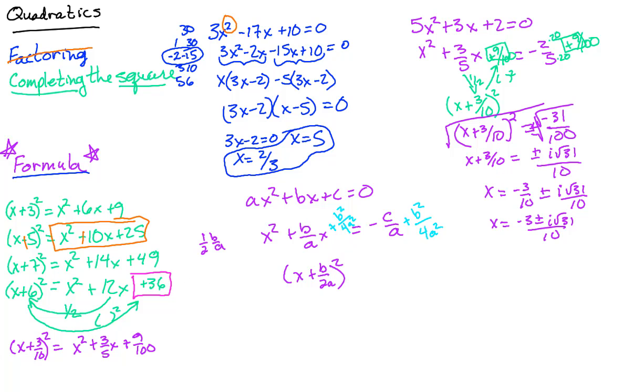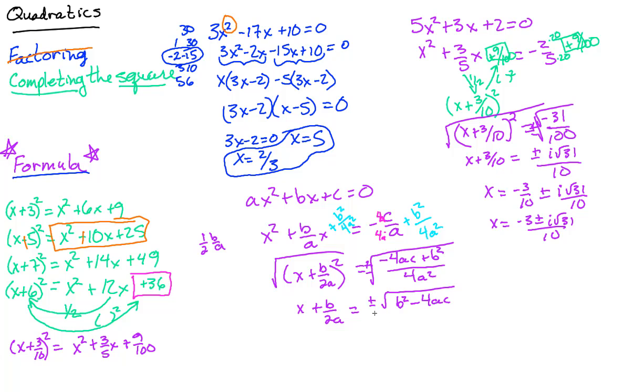Now we need to get a common denominator here. What's a common denominator? Well, we'd have to multiply by 4a, times 4a. So we end up with negative 4ac plus b squared all over 4a squared. So far so good. Square root both sides, with a plus and minus there, we get x plus b over 2a equals plus or minus square root of b squared minus 4ac all over, what's the square root of 4? 2. Square root of a squared is a. Oh, look at that. They have the common denominator.